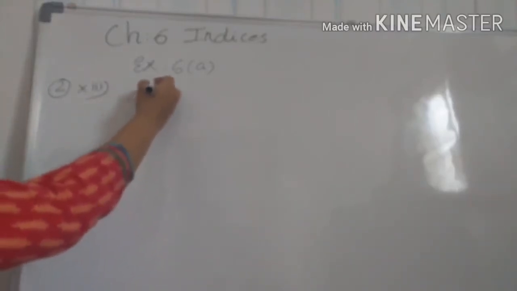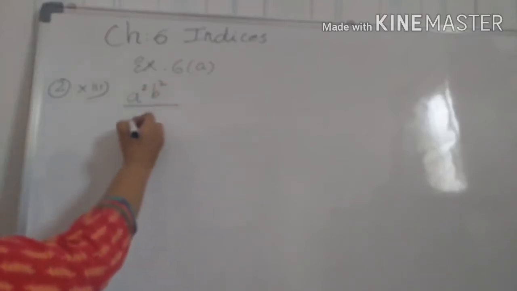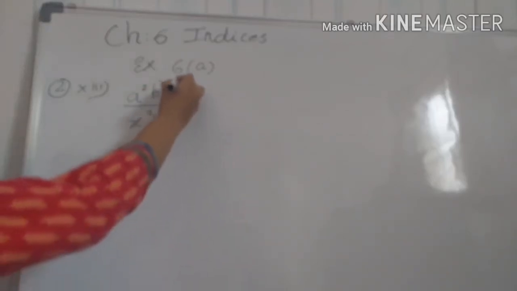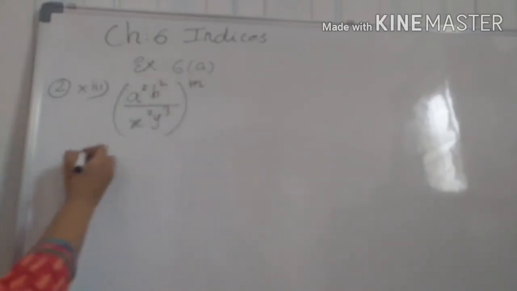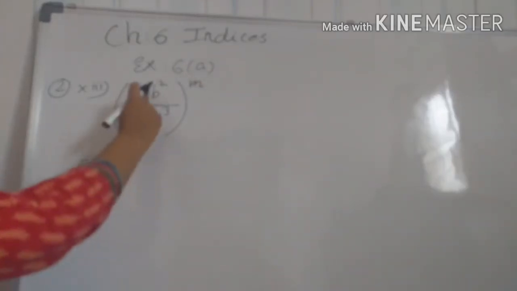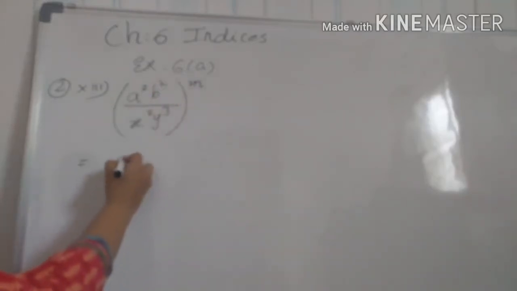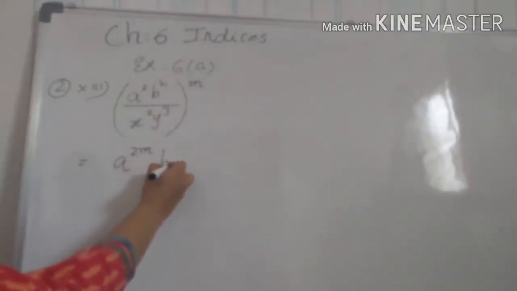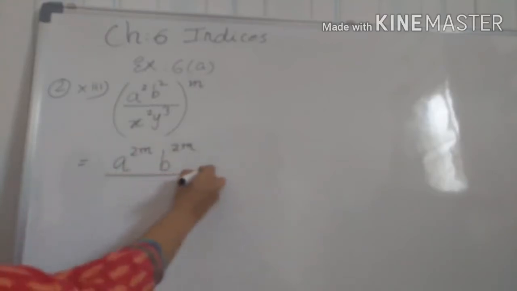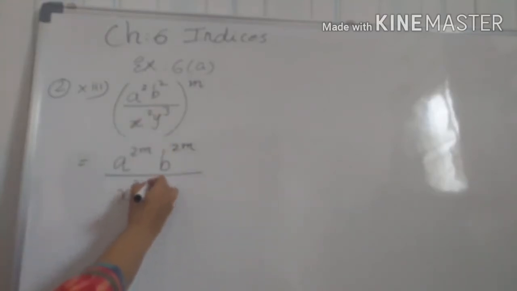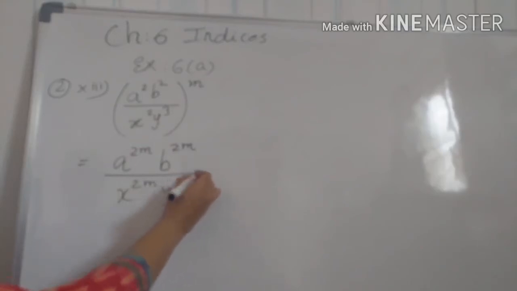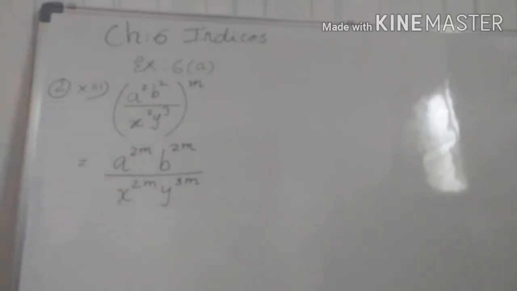Now let us take same question number 2, number 13. The question is a square b square, in the denominator x square y cube, whole power m. So here we have to multiply this power of power. So I write a raised to 2m, b raised to 2m, denominator x raised to 2m and y raised to 3m. All the base are different, so we cannot do more simplification. So this is our final answer.